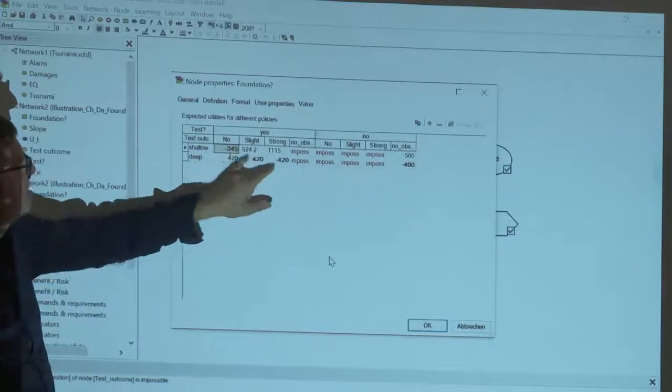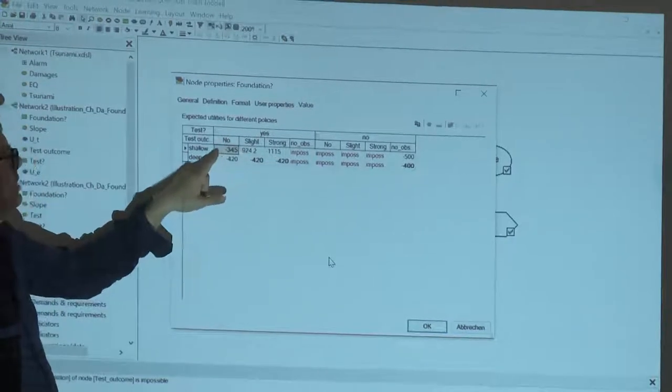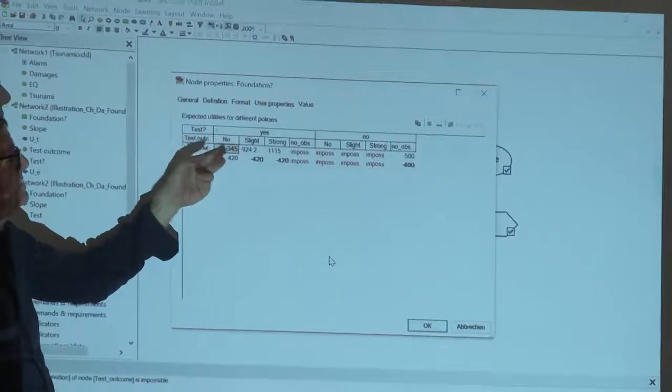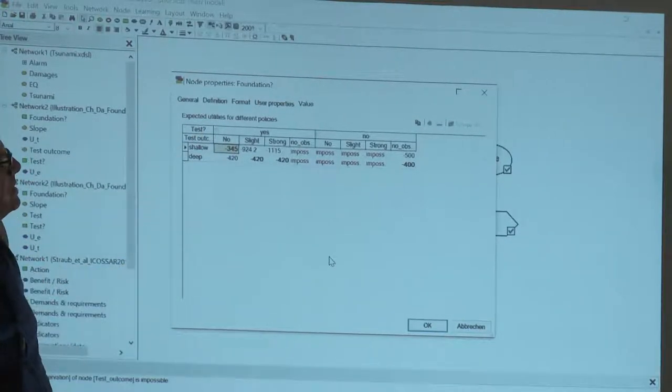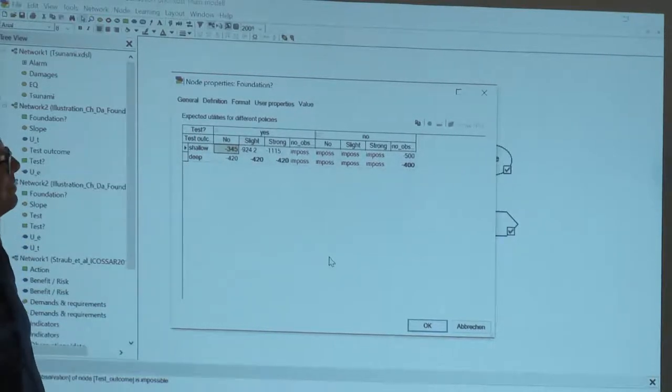So for 2 out of the 3 outcomes, it turns out that I'm ending up paying more. Only in the case of no movement observed, I get to pay less. But that justifies the test.